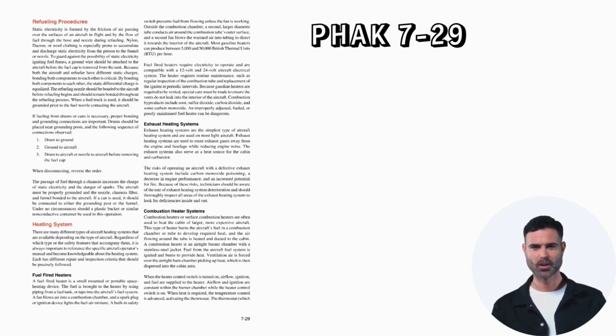Exhaust heating systems are used to route exhaust gases away from the engine and fuselage while reducing engine noise. The exhaust systems also serve as a heat source for the cabin and carburetor. The risks of operating an aircraft with a defective exhaust heating system include carbon monoxide poisoning, a decrease in engine performance, and an increased potential for fire.